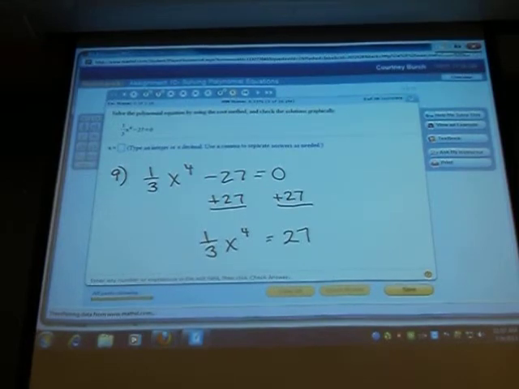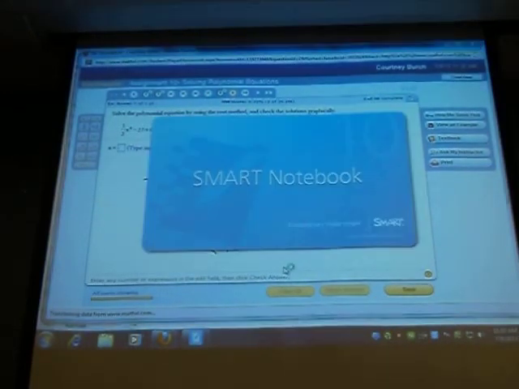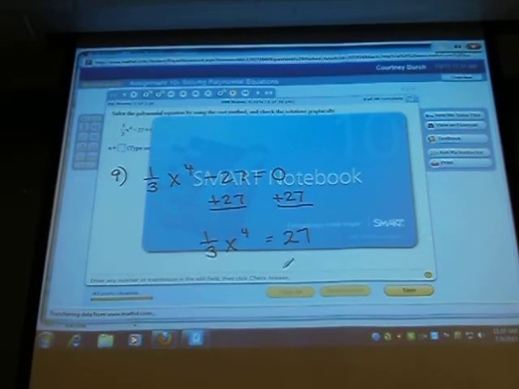Okay, now what would we normally do for our second step? Divide out the... I divide by 1/3. Dividing by 1/3 is really what? Multiply by 3. Dividing by 1/3 is really multiplying by 3.